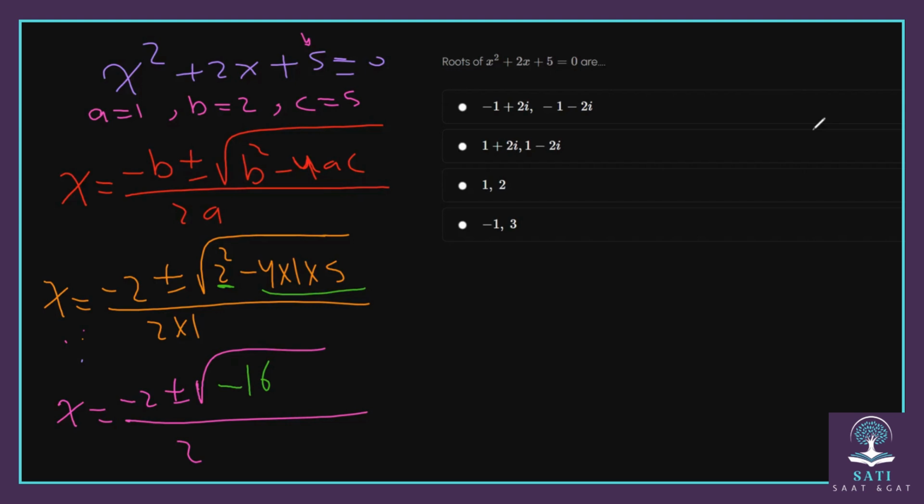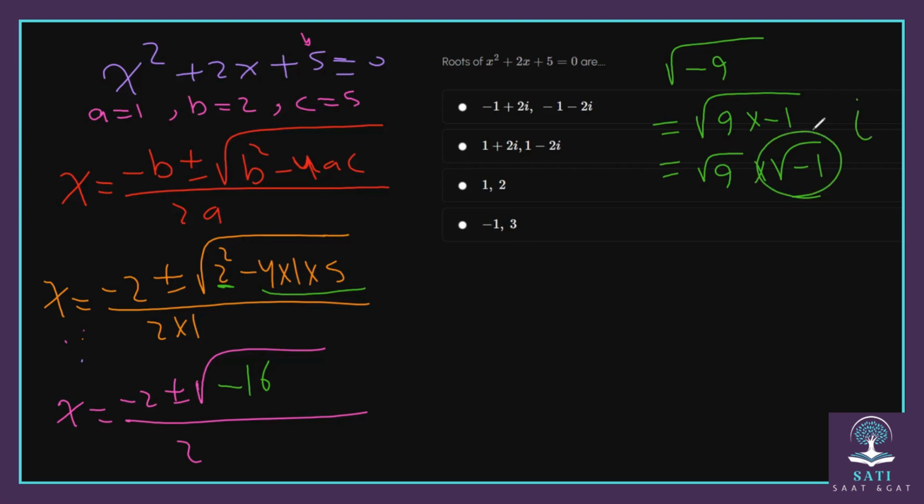Now, what will I do? Keep that in mind: if I have square root of negative 9, you change it into square root of 9 times negative 1, then square root of 9 times square root of negative 1. And square root of negative 1 is called i, an imaginary number. And square root of 9 is 3, so it's going to be 3i. So if the square root is for a negative number, you write the square root of the number itself, then you write i.